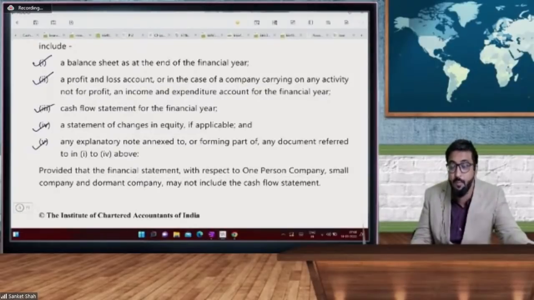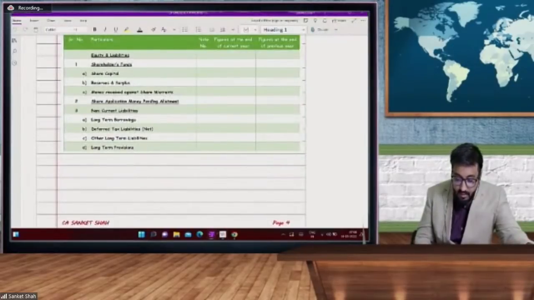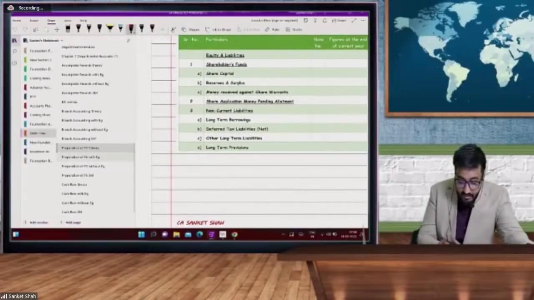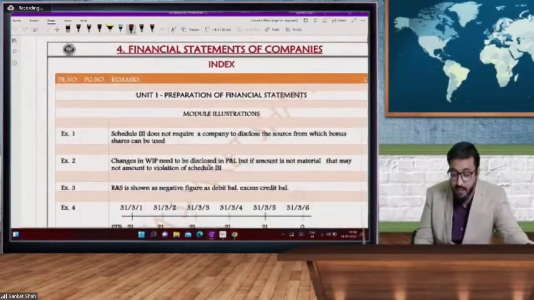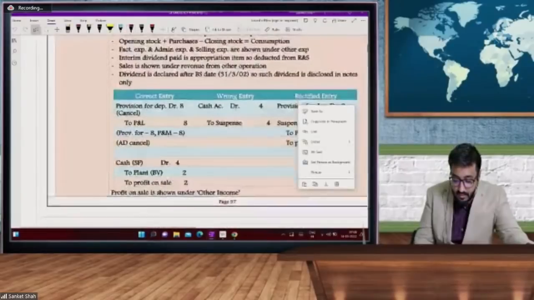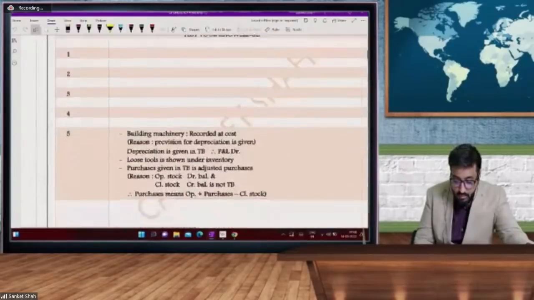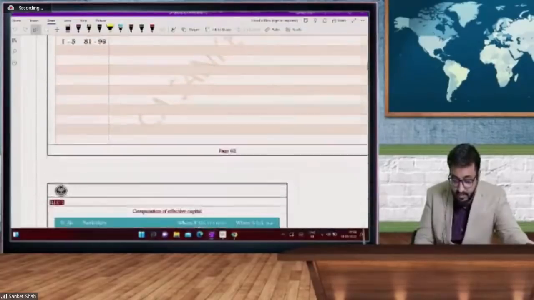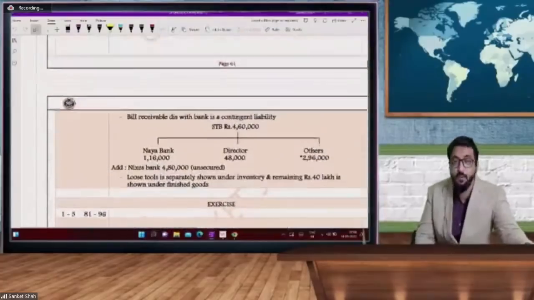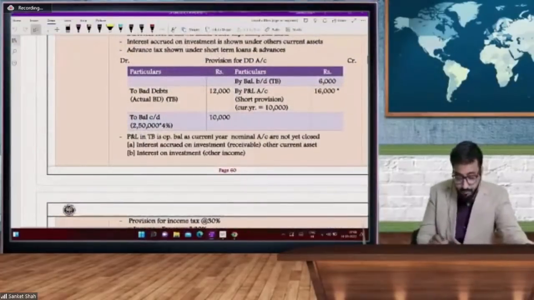So basically, before starting any other part, we are going to write it in our notebook. First thing you have to prepare is the index. Index is big in this topic. So first, prepare this index. Financial statements of companies. This index is of 4 to 5 pages. It's a big index.